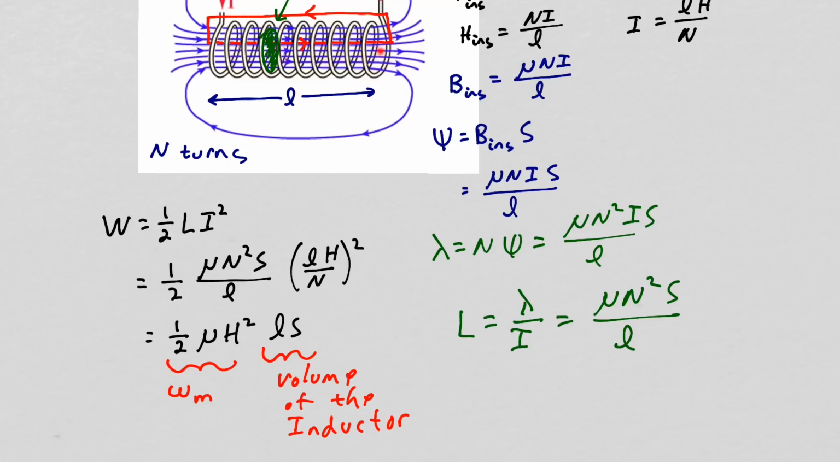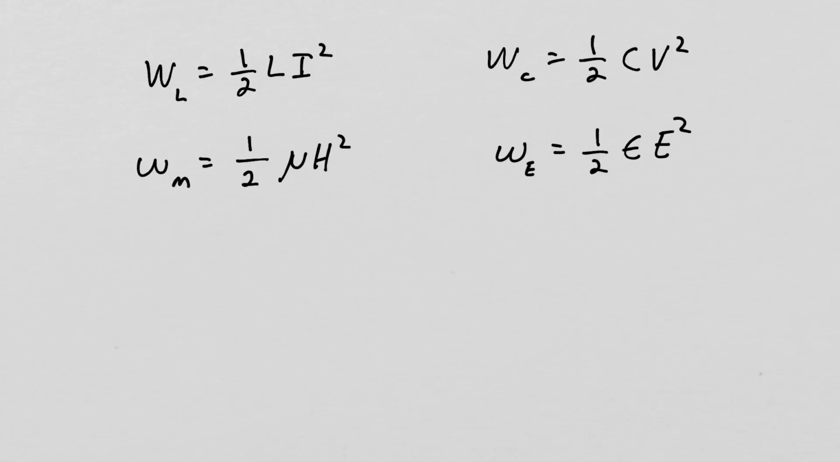So here is a comparison between inductors and capacitors for the energy stored in an inductor and a capacitor, and here for the energy density in the magnetic field and an electric field. Since B is equal to mu H, another way we can write the energy density is 1/2 B times H.